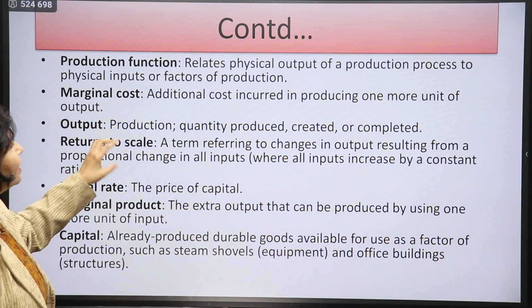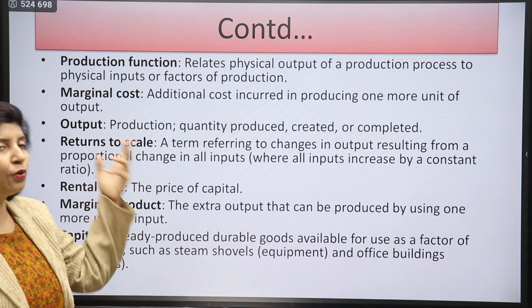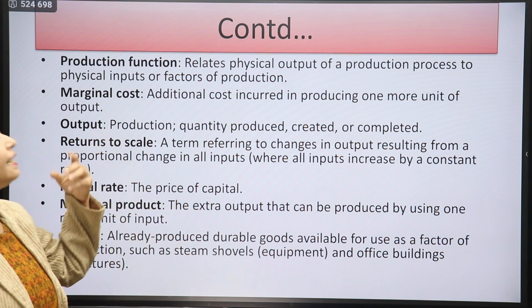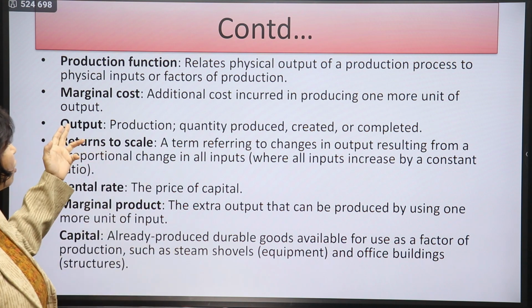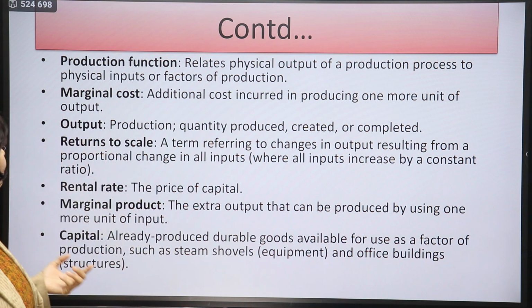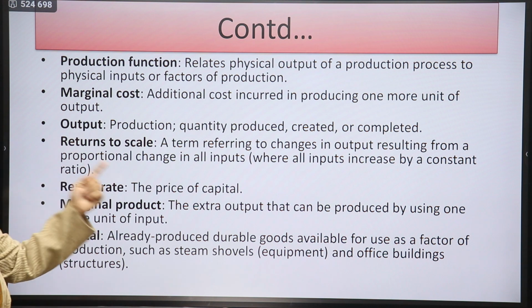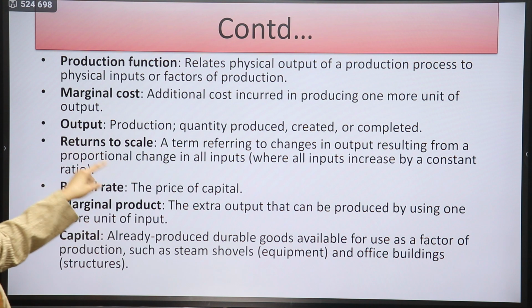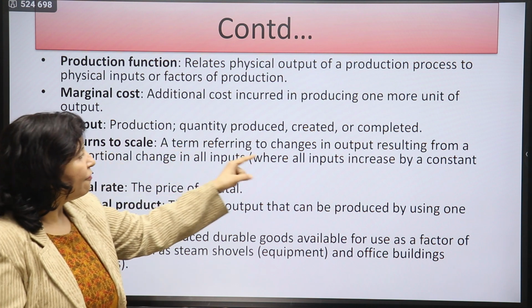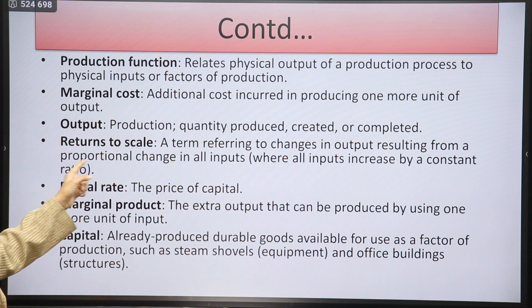Then output, that is production, you can say, quantity produced, you can also say, quantity created, or output completed. So production or output is the one and the same thing. Then returns to scale, a term referring to changes in output resulting from a proportional change in all inputs, where all inputs increase by constant ratio.